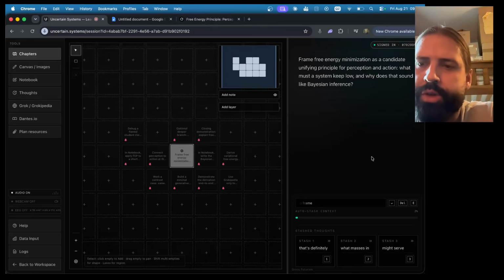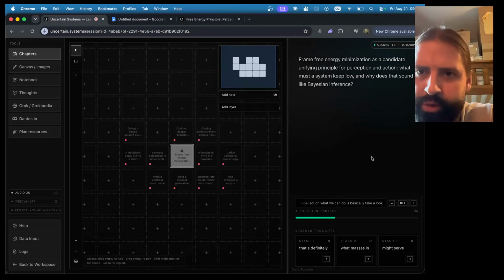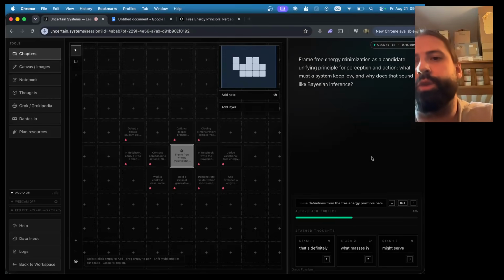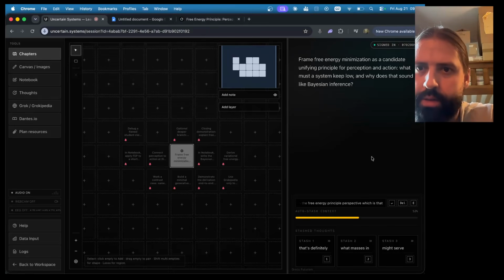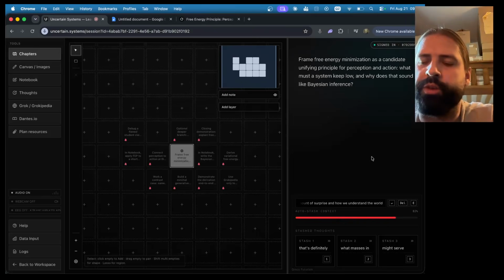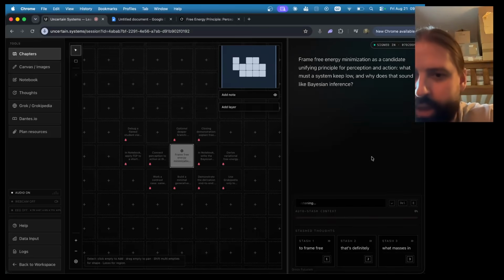To frame free energy minimization as a candidate unifying principle for perception and action, what we can do is take a look at those definitions from the free energy principle perspective, which is that perception and action both have as an outcome that they reduce the amount of surprise in how we understand the world. Perception adapts our own internal model. Action adapts the external model, you know what I mean?